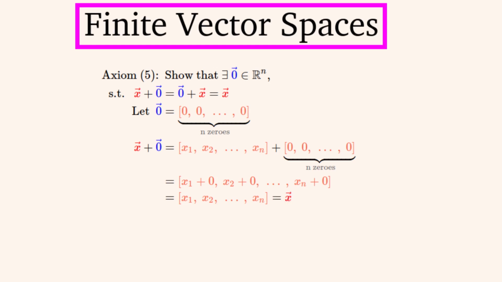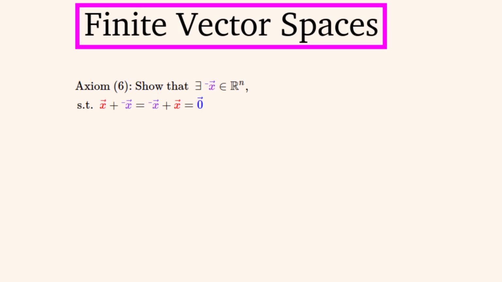And then we'll get the vector x all by itself. And we can do a similar thing with the 0 added to the other side, and so this completes the axiom.